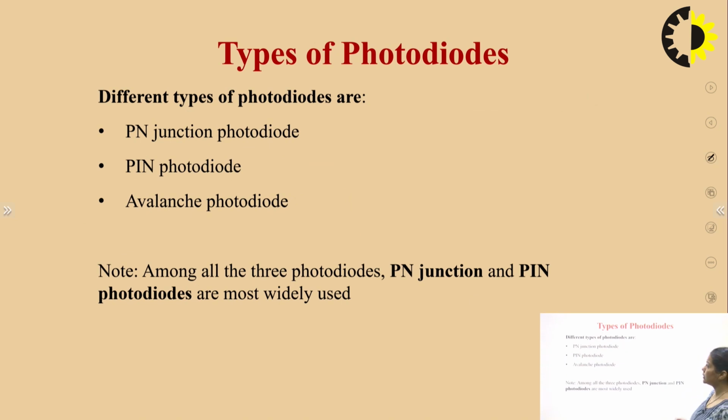There are majorly three types of photodiodes: the p-n junction diode, pin diode, and avalanche photodiode. Avalanche photodiode is the best diode among all, so we will not go into details. Among all three, p-n junction and pin diodes are the most widely used because of their better characteristics as compared to the other diode.